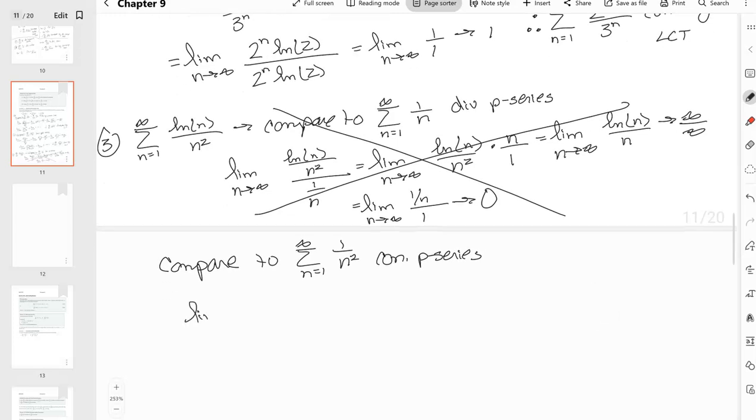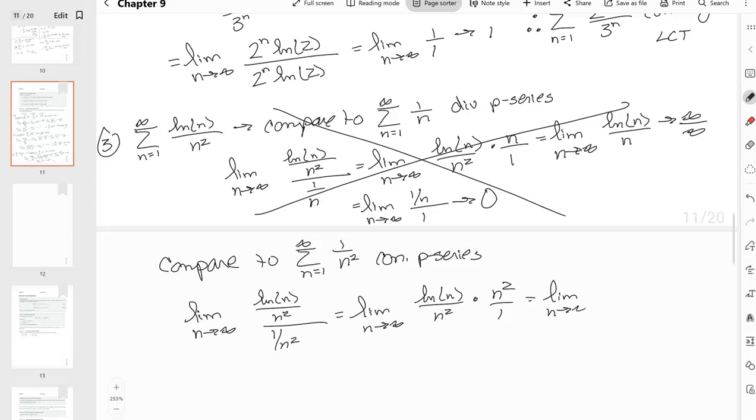So we're going to do our limit comparison test again. Limit as n goes to infinity is going to be the ln of n over n squared divided by 1 over n squared. I'm going to do keep, change, flip. And we're going to see those n squareds cancel. So we're looking at the limit as n goes to infinity of the ln of n, which is heading to infinity.